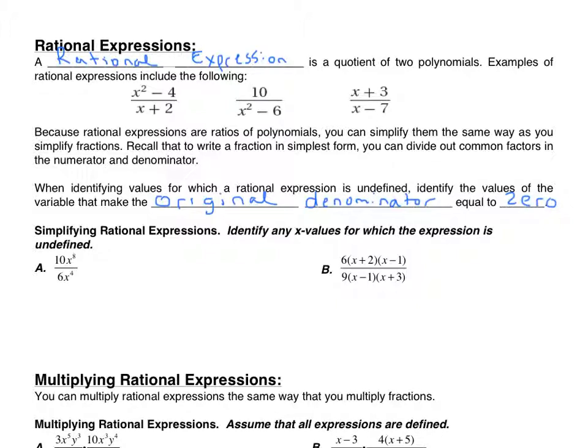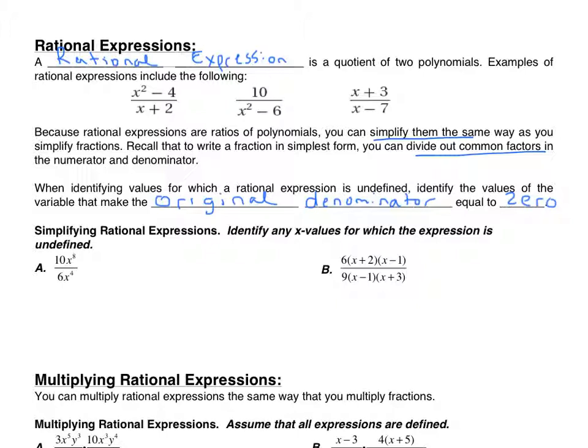So you could have x on top, x on bottom, you could have x squared, you could have any combination of polynomials. Because rational expressions are ratios of polynomials, you can simplify them as you can any other fraction. Recall that to write a fraction in simplest form, you can divide out common factors in the numerator and denominator.